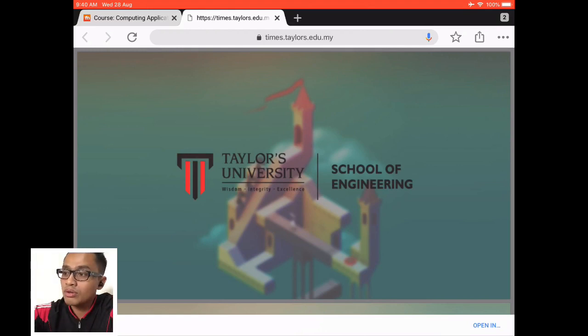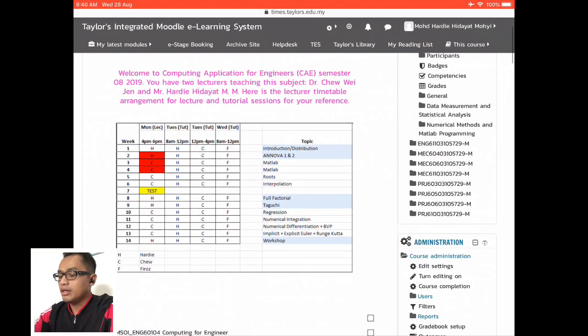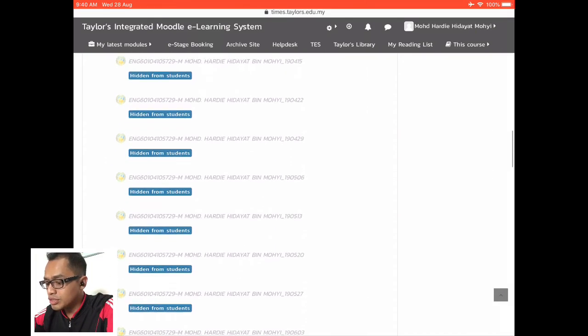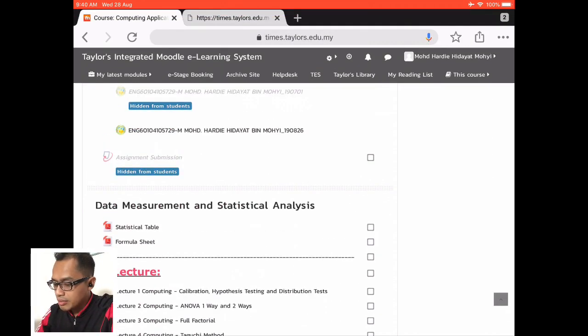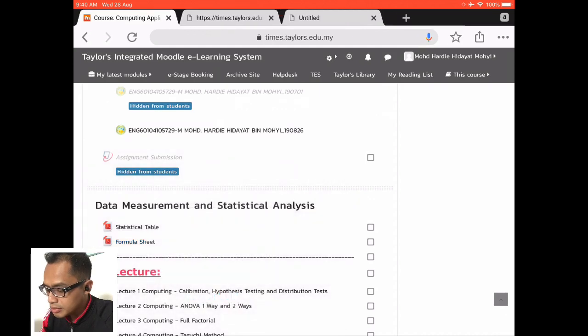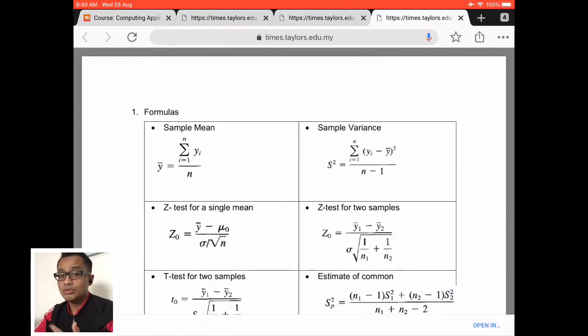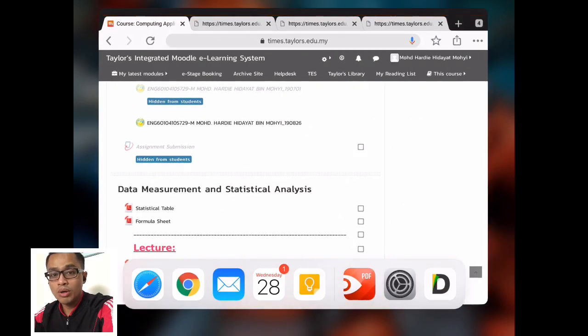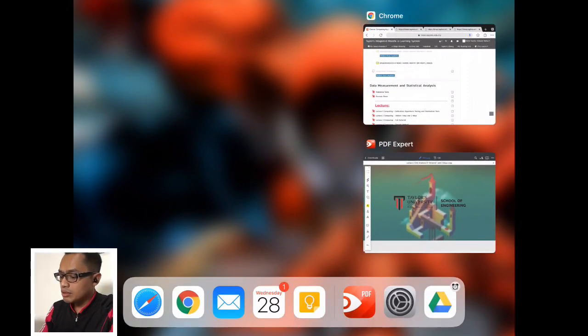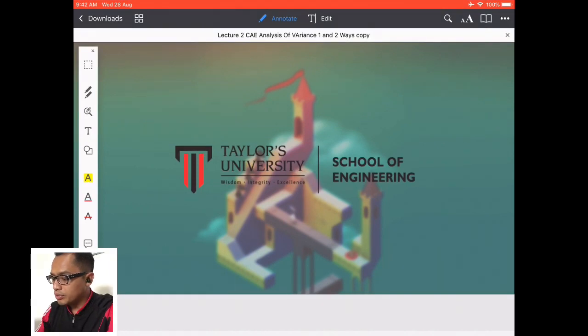The annotated files, or the ones where I've commented on the slides, will also be available on Times, so you can download them if you choose to see them as well. All right. Let's go back to Times and make sure you have your statistic table as well. Open in a new tab, and also the formula sheet, open in a new tab. So you need these two files for reference for ANOVA One Way and Two Ways. Okay? Okay. So I'm going to use my own software, which is this one, because I need to make notes using the pen. Okay, so let's begin.